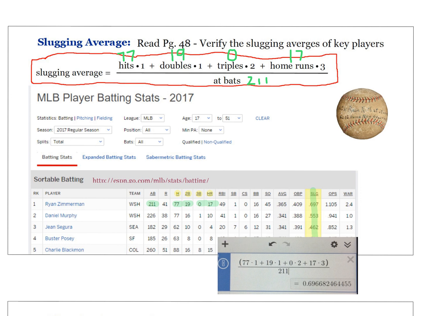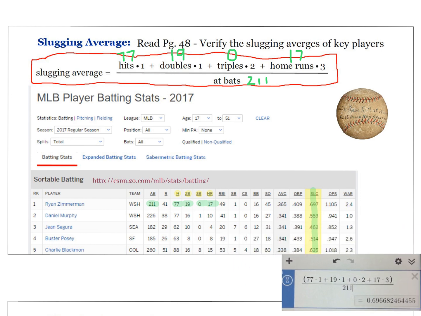Take a second and verify a couple more of these baseball players' slugging averages, just to make sure that you can calculate them on the calculator correctly.